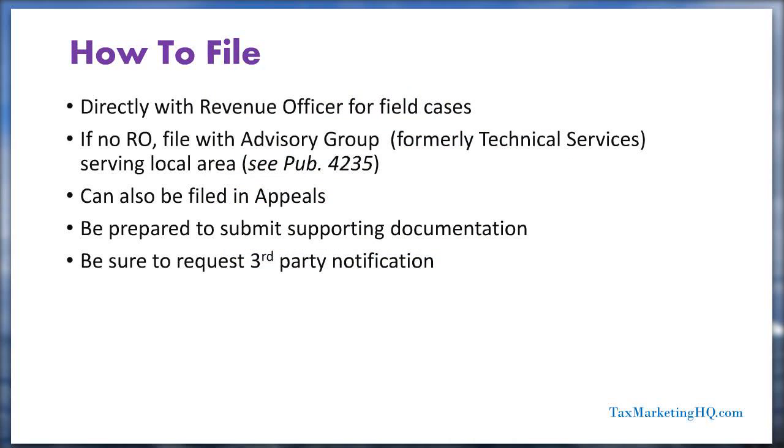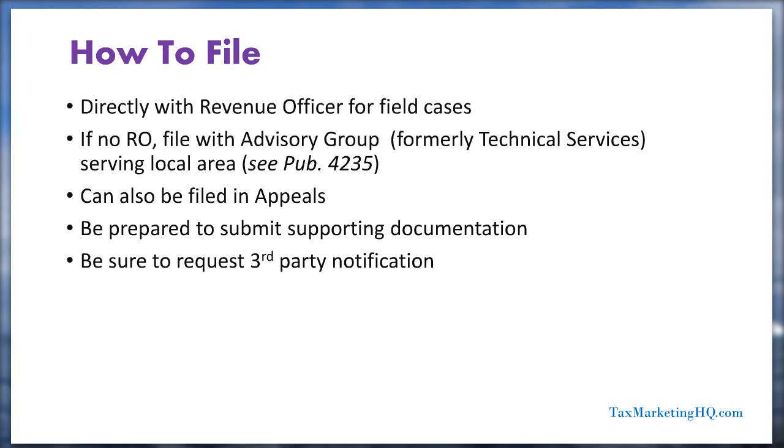If a taxpayer is working with a revenue officer in the field, then the application will be filed directly with the revenue officer, of course. If there is no revenue officer, then file the application directly with the advisory group. This is formerly known as the Technical Services Advisory Group, but now just Advisory Group. The service areas, the geographical service areas, and the addresses for those can be found in Pub 4235. And whenever you send the mail, always address these to the Advisory Services Group Manager. That's who you want those to go to.